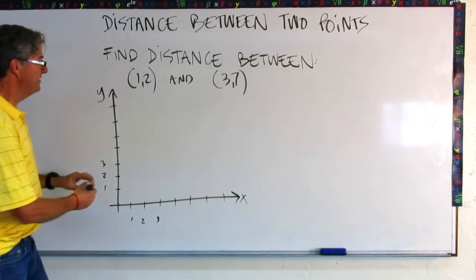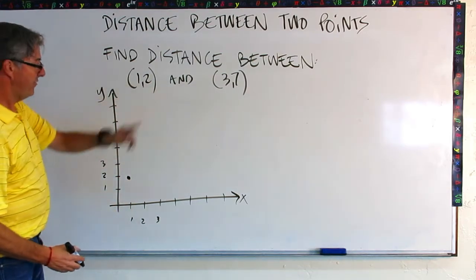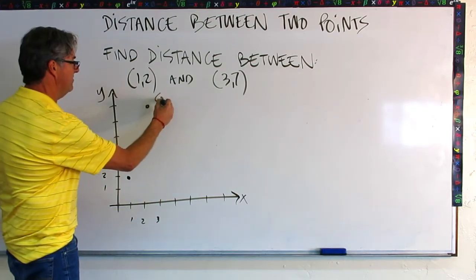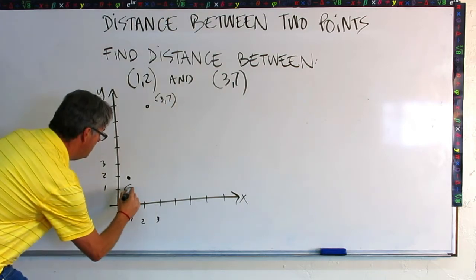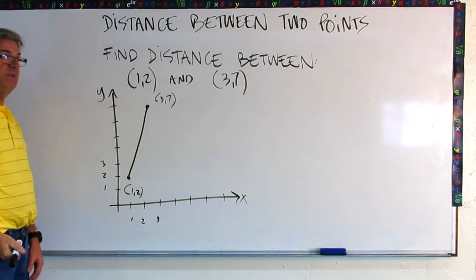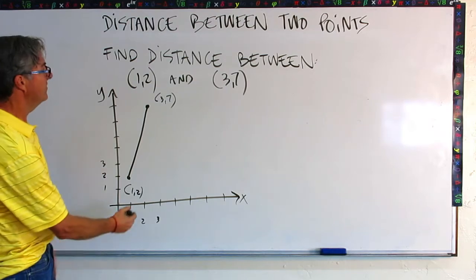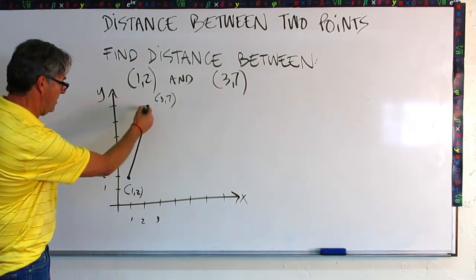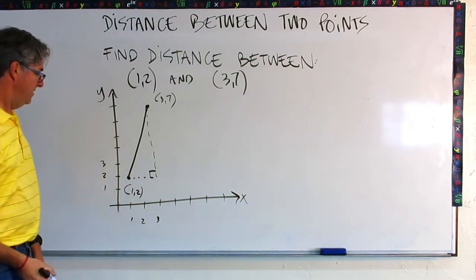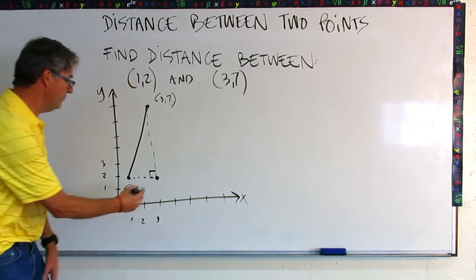Okay, let's plot my points. 1, 2, that's right there. And then we've got 3, 7, so we're going 3 all the way up to 7. So this is 3, 7, and this is the point 1, 2. So we want that distance right there. So what I'm going to do is drop a vertical line all the way down. So this is 3, 7, so we're going to come all the way down to there and go all the way across 2. So we have to figure out what that point is there. That is the point 3, 2.